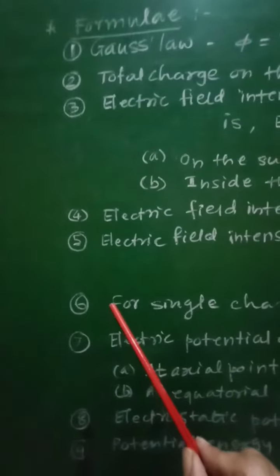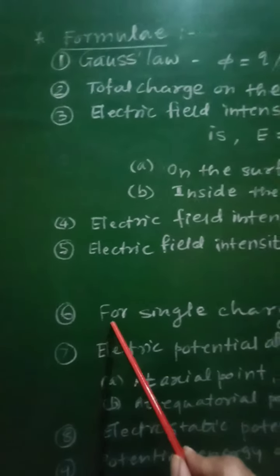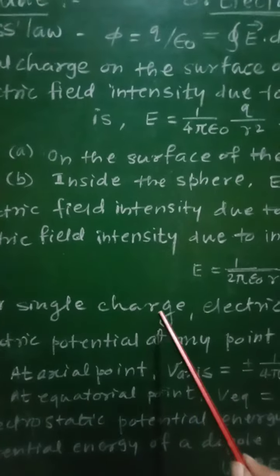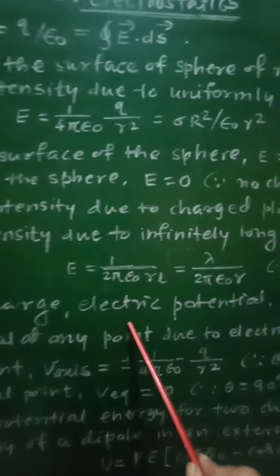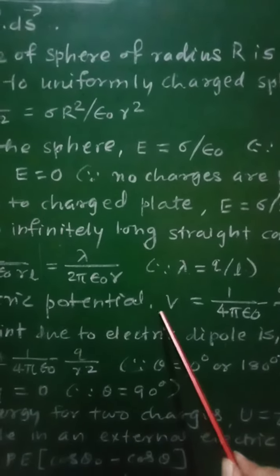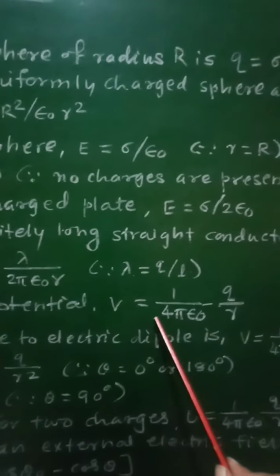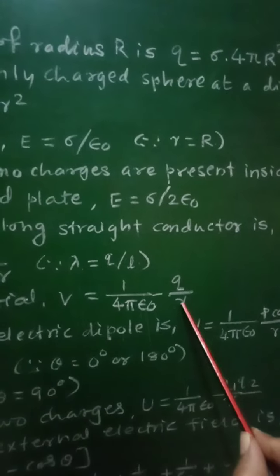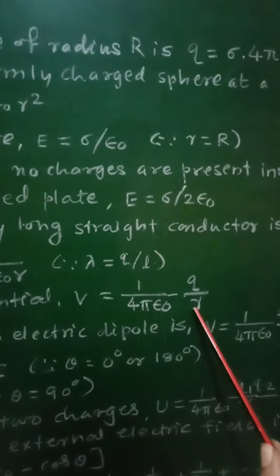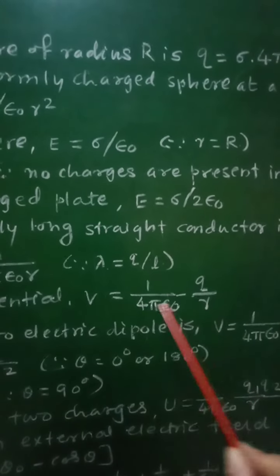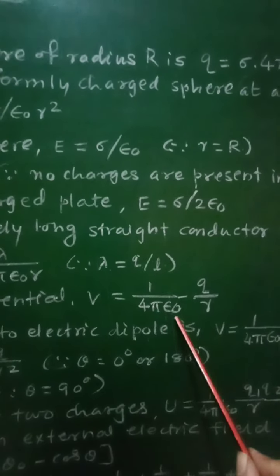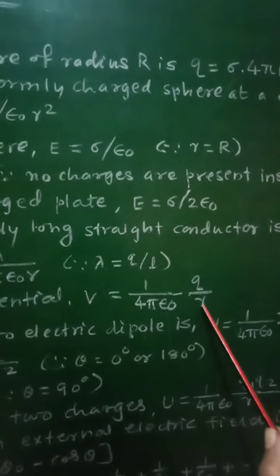Then sixth formula gives, for a single charge or isolated charge, the electric potential phi due to that single charge, given as 1 upon 4 pi epsilon 0 q upon r. So at a distance equal to r from that single charge, electric potential phi will be equal to 1 upon 4 pi epsilon 0 q by r.